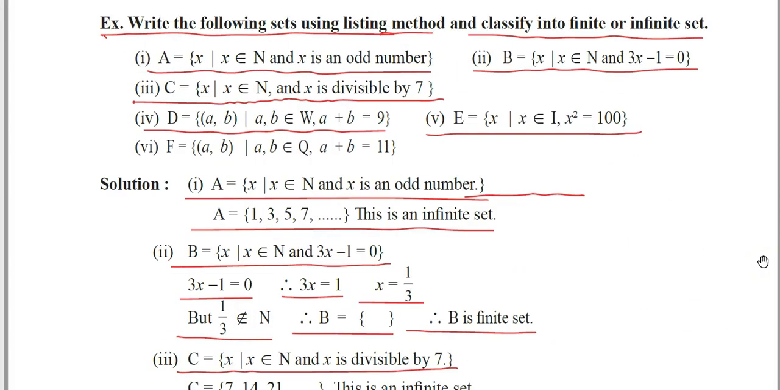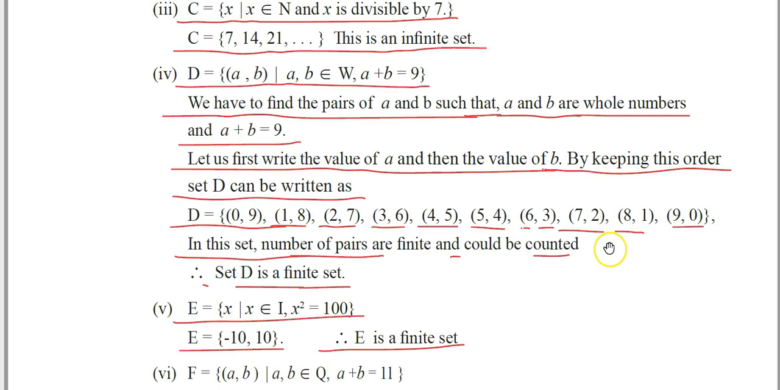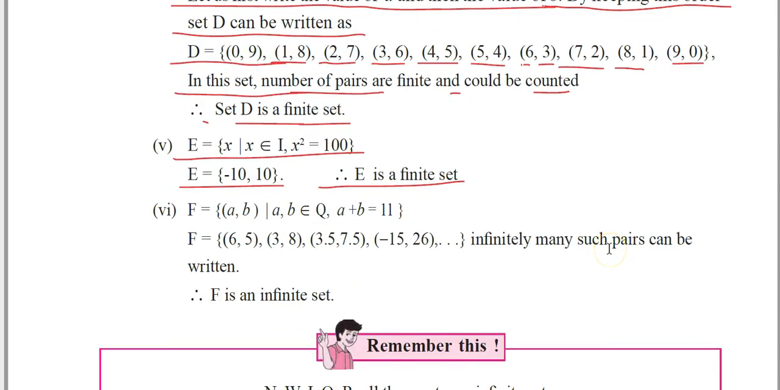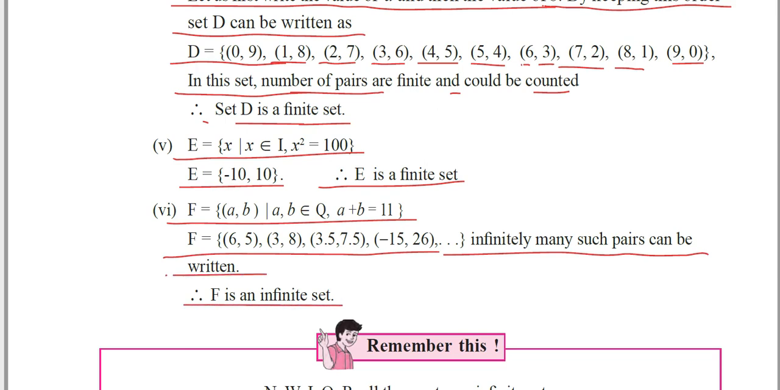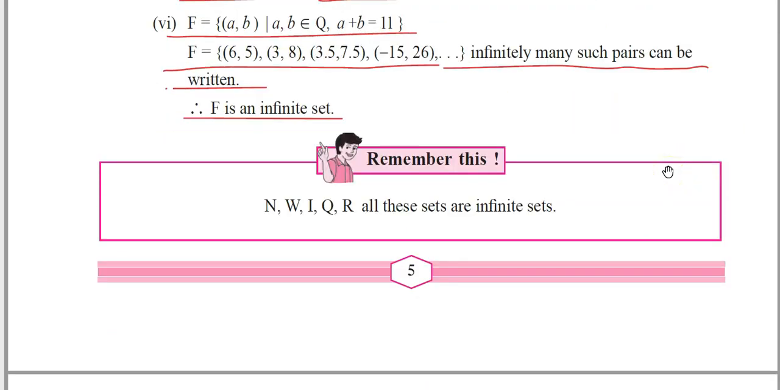Next is number 6. F is equal to {a, b such that a, b belongs to Q and a plus b is equal to 11}. Now we can form the numbers like this. F is equal to (6, 5), (3, 8), that is also (3.5, 7.5), (15, -4), (26, -15). Infinitely many such pairs can be written. Therefore, F is an infinite set. Remember that the sets of natural numbers N, W, I, Q, R all are infinite sets.